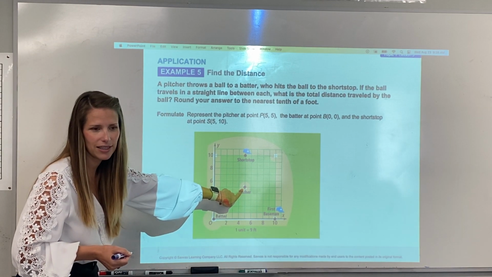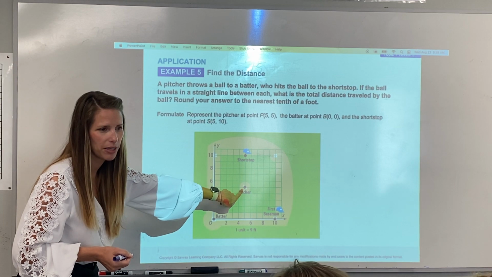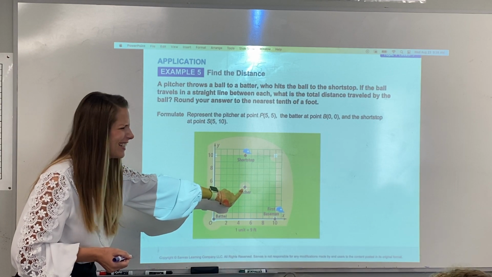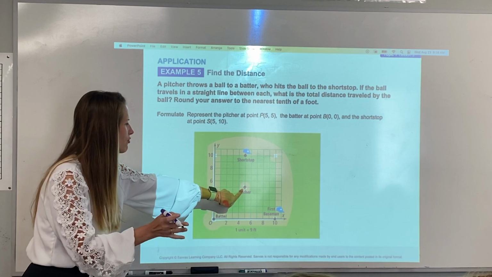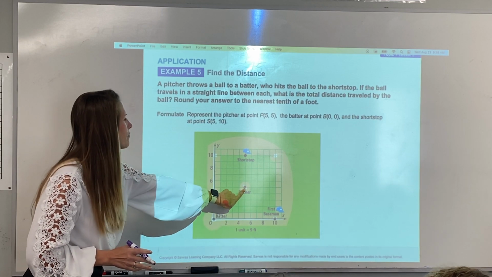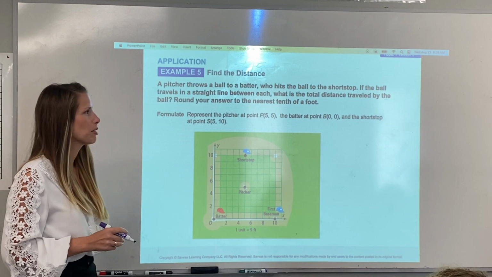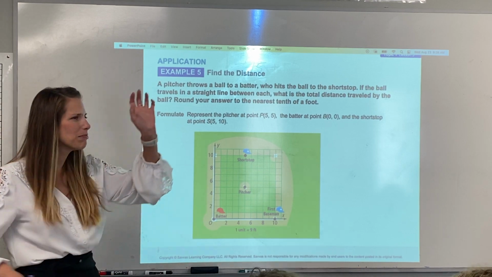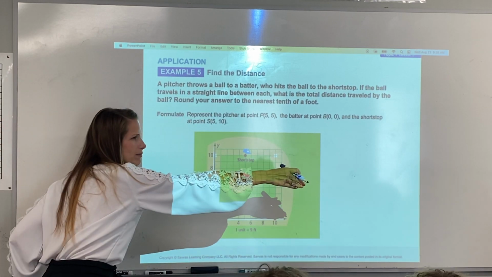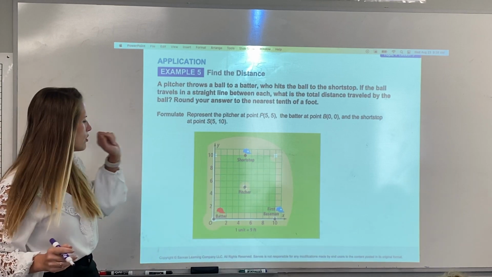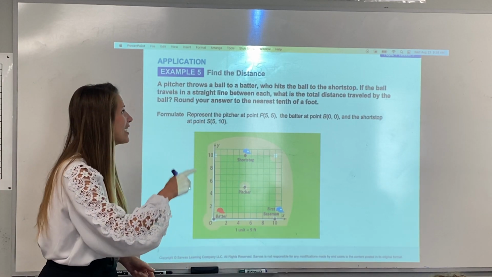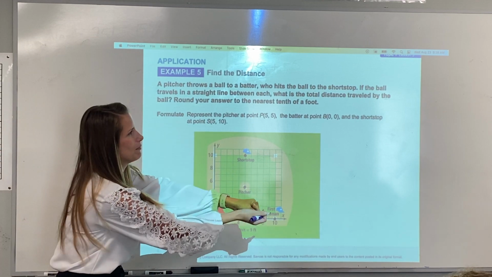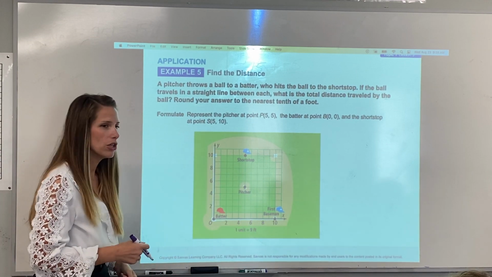Okay, we're done giggling and chatting. Now we're back up here. The pitcher is right there because that's where the pitcher goes. He throws the ball to the batter, and then the batter hits the ball to the shortstop.